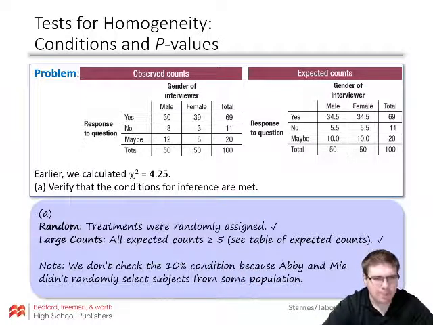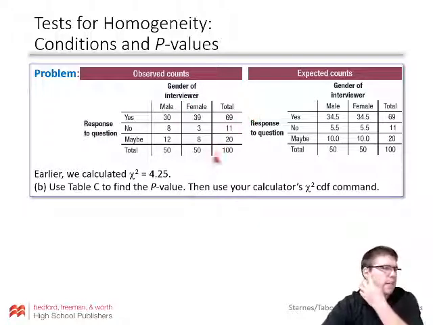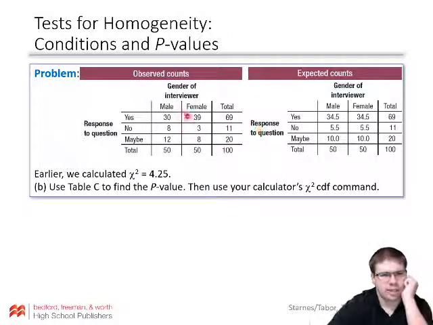So part B was use table C to find the p-value, then use your calculator's chi-square CDF command. So our degrees of freedom, one second. All right, sorry, I was looking back to see if I missed it. I thought I might have missed the slide on it. But yeah, degrees of freedom for this is actually rows minus 1 times columns minus 1. And that's kind of a bit weird.